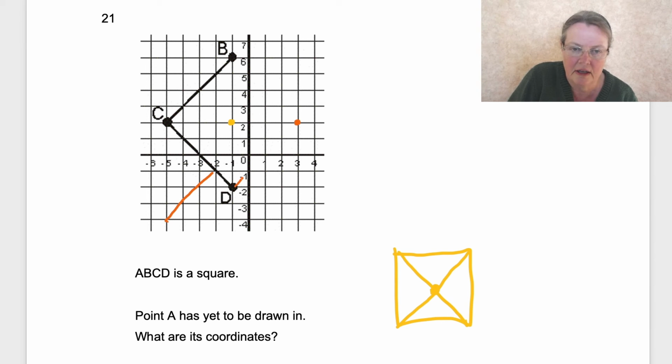Let's just check. Goes sort of tucking along in each corner, and then we'll see if I can draw down this one. Yes, it goes from corner to corner. So that's our point A. We need to work out its coordinates.